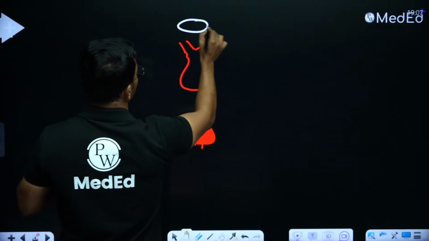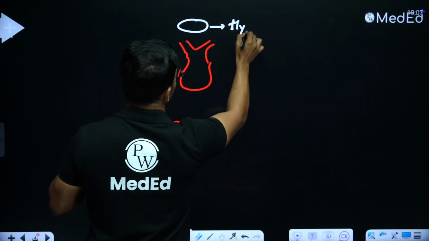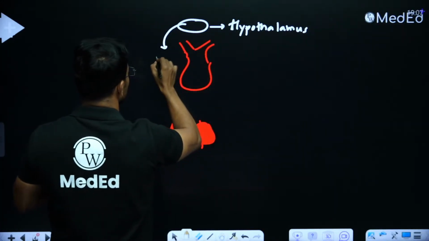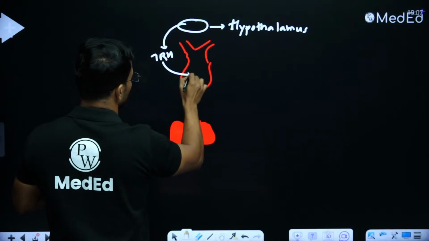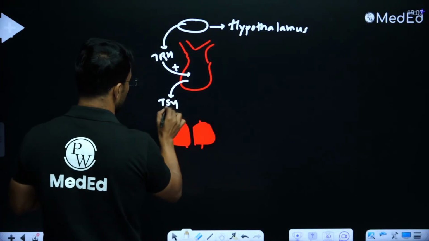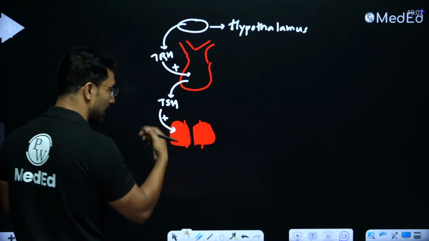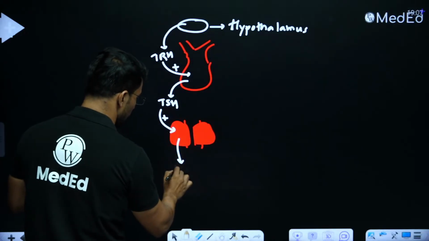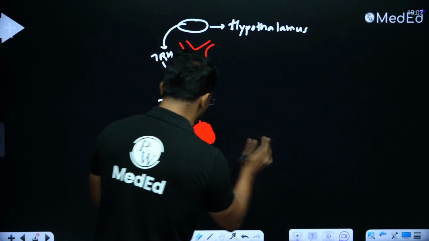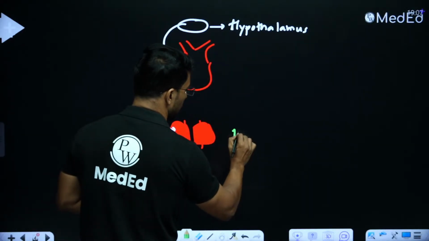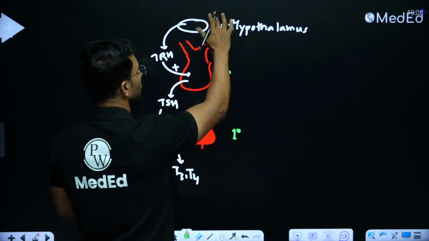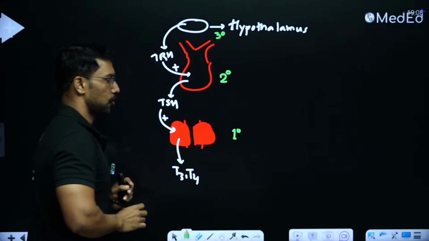So here we have the hypothalamus, and as we know, the hypothalamus produces TRH, and this TRH stimulates the pituitary gland to produce TSH. So the pituitary gland produces TSH, and this TSH stimulates the thyroid gland, acting through the TSH receptors, to produce what we call T3 and T4. Now, if the problem is at the level of the thyroid gland, we call it primary hypothyroidism. If the problem is at the pituitary level, we call it secondary, and if the problem is at the hypothalamus level, we call it tertiary.